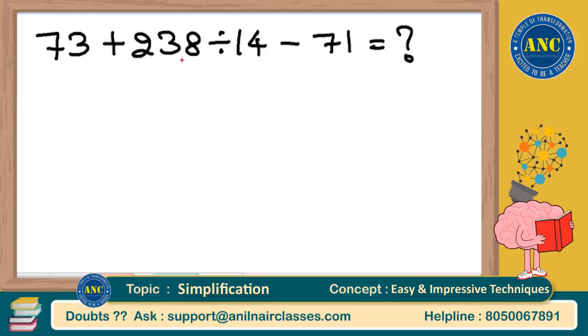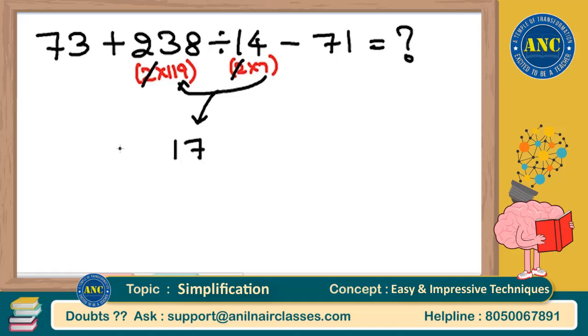See here, sir. Try to do it then and there itself. This is 2 into 7, this is 2 into 119. Anyway, it's a division, so 2 will cancel out. 119 divided by 7 is nothing but 17. 17 into 7 is 119.